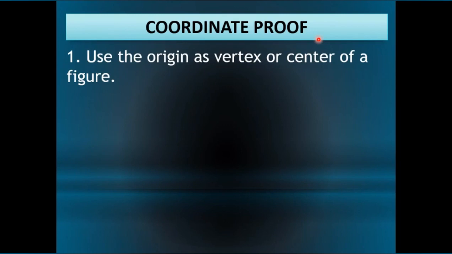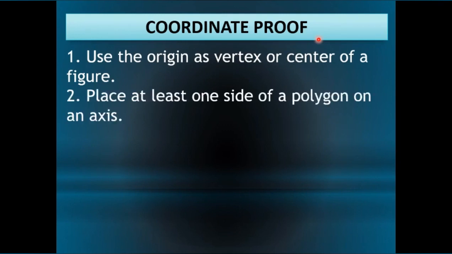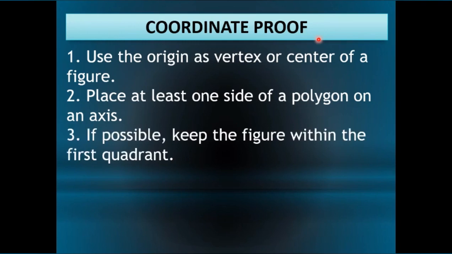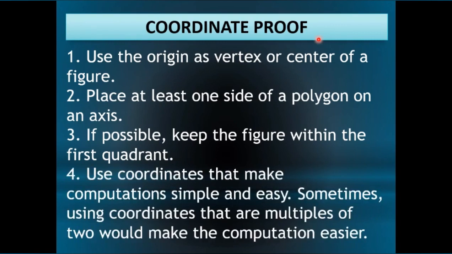First, use the origin as vertex or center of a figure. Second, place at least one side of a polygon on an axis, either the x or the y axis. If possible, keep the figure within the first quadrant. Remember, in the first quadrant, our x and y coordinates are both positive. And lastly, use coordinates that make computation simple and easy. Sometimes, using coordinates that are multiples of 2 would make the computation easier.